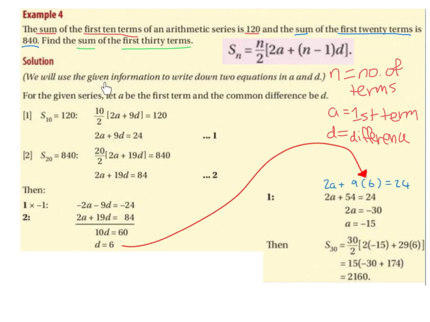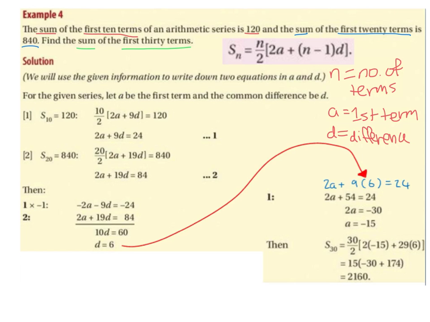So we will use the information given to write down two equations in terms of a and d, a being the first term, d being the difference. So for the given series, let a be the first term, common difference be d.